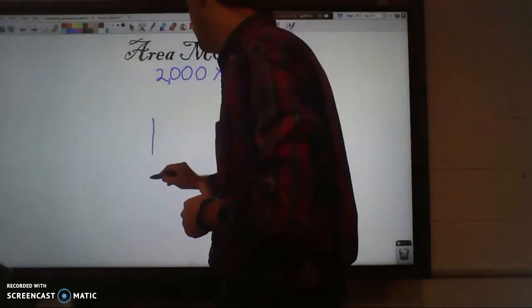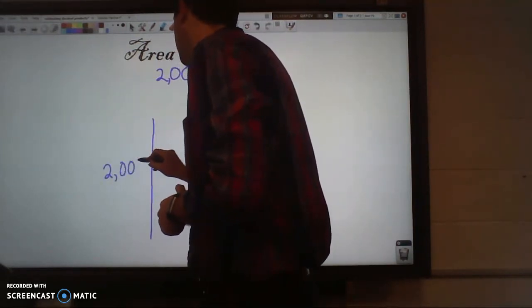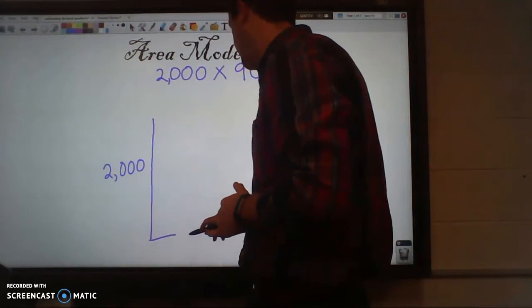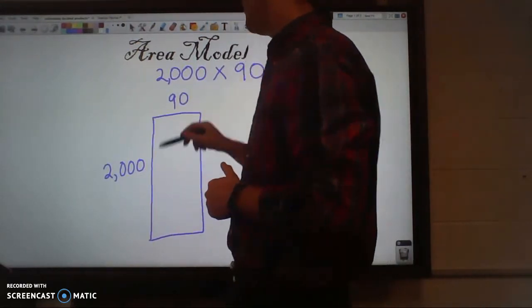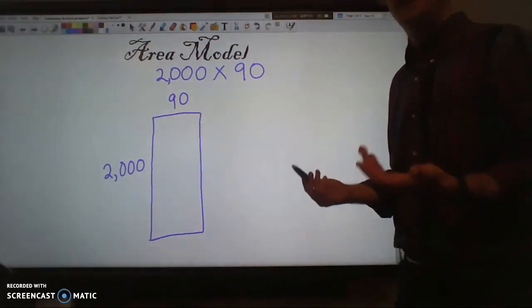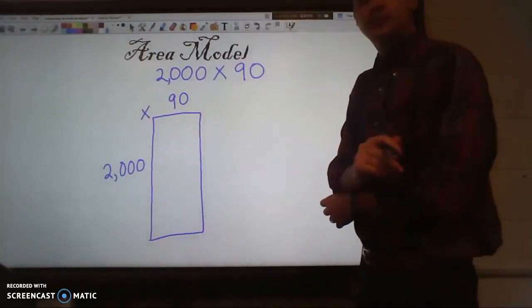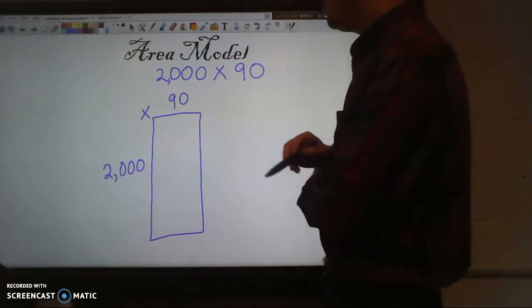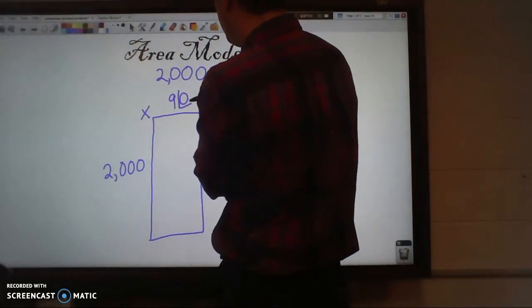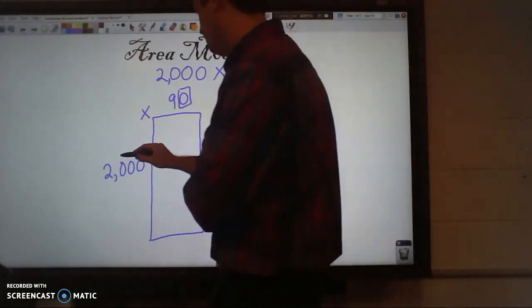So I'm going to put this one as my long side. I'm going to do 2,000. And then we're going to do 90 over here. And guess what? It's still finding the area. You're still going to put your multiplication sign here. And now we're going to box our zeros. So I box my zeros. How many of the zeros do I have over here? I got 3 that I have to box.